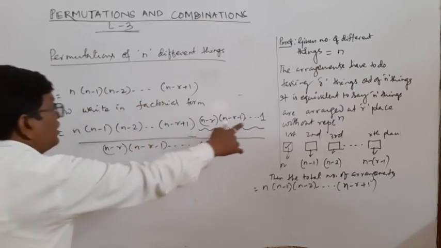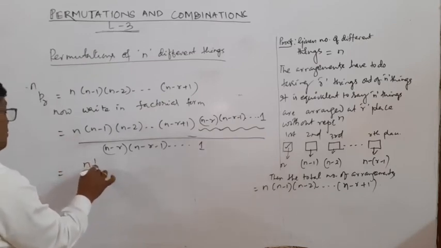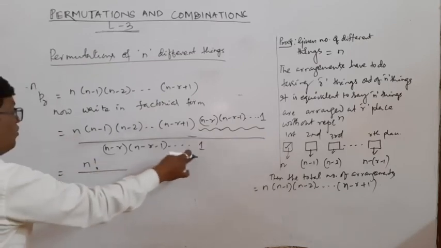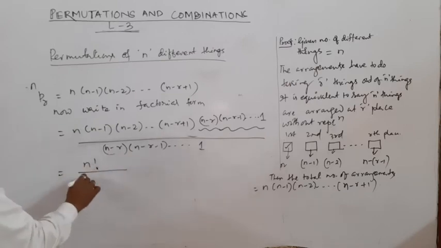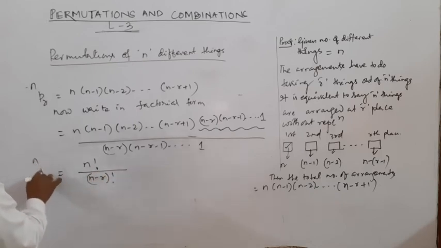Starting from 1 and ending with n, this is n factorial, divided by 1, 2, 3 up to n minus r, which is n minus r factorial. So nPr is equal to n factorial divided by n minus r factorial. This is the proof of the first formula.